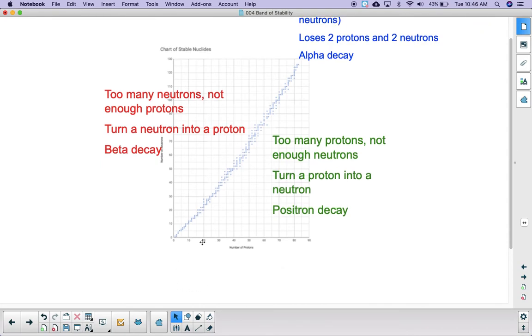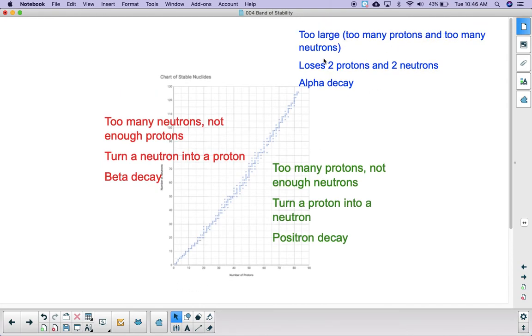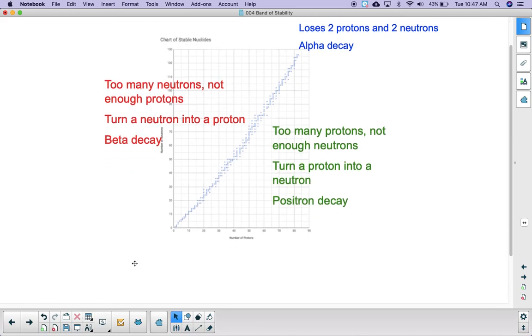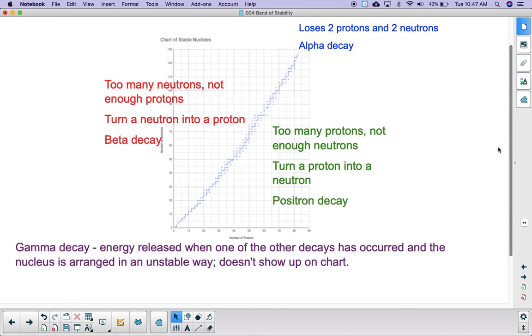There is a 4th type of decay. We have alpha, beta, and positron. You've learned about alpha decay. You're going to learn today about beta and positron decay. But the 4th possibility is something called gamma decay. Gamma decay is energy that's released when one of the other decays has occurred and the nucleus is now arranged in an unstable way. This type of decay doesn't show up on the chart because it's emission of energy rather than just emission of a particle.